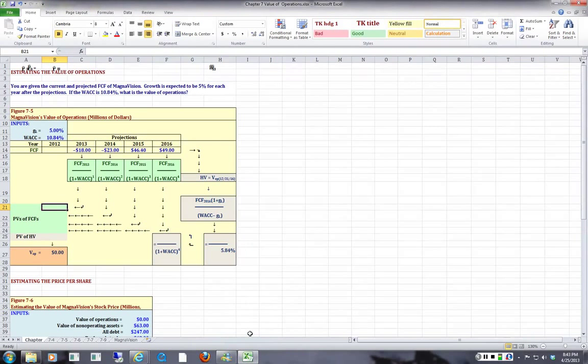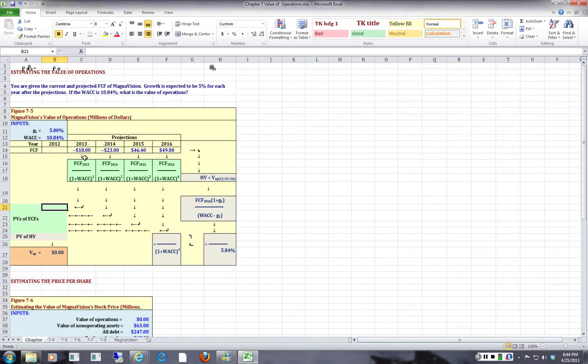In our last class in MBA 540, we talked about coming up with the value of operations by taking the free cash flow, projecting that out into the future, and then taking the present value of all those future cash flows, discounting them based upon the weighted average cost of capital to come up with the present value of that firm. So we've got this here.